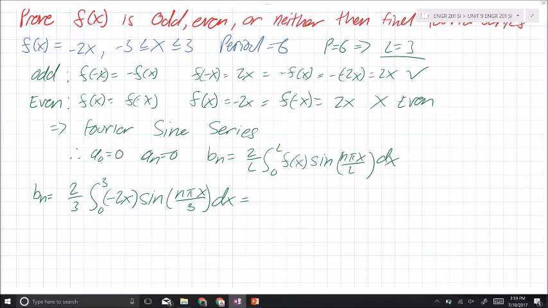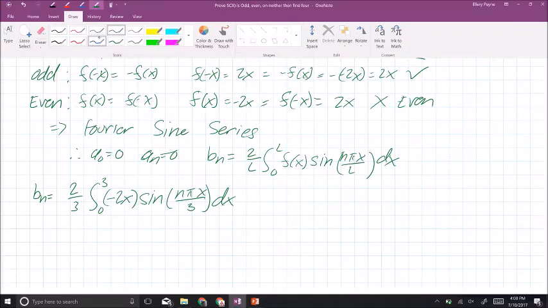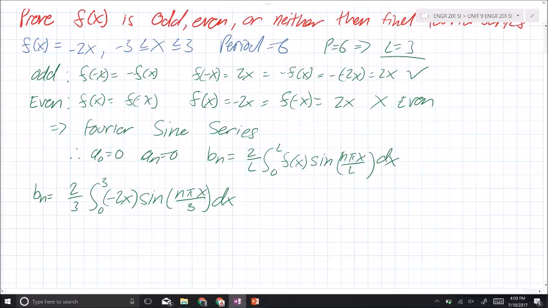So if you notice, we don't have a matching u for our du, so that means we have to use integration by parts. So I'm going to go ahead and write that out over here in blue. Our u is going to have to equal negative 2x, because that's the thing we can take the derivative of, which implies our du is equal to negative 2 dx. Then our dv is sine of n pi x over 3 dx. Sorry, I forgot my dx here.